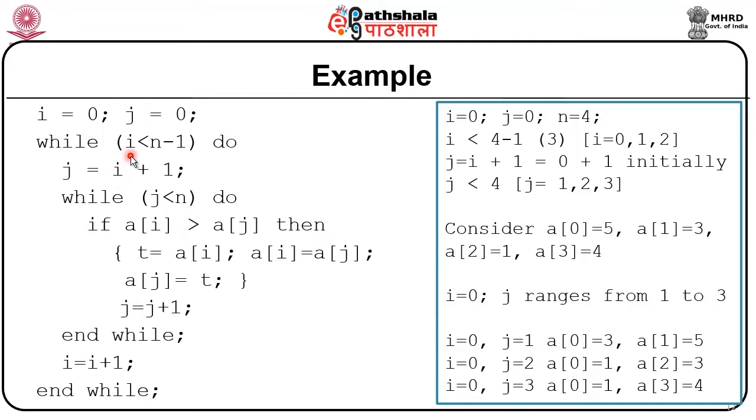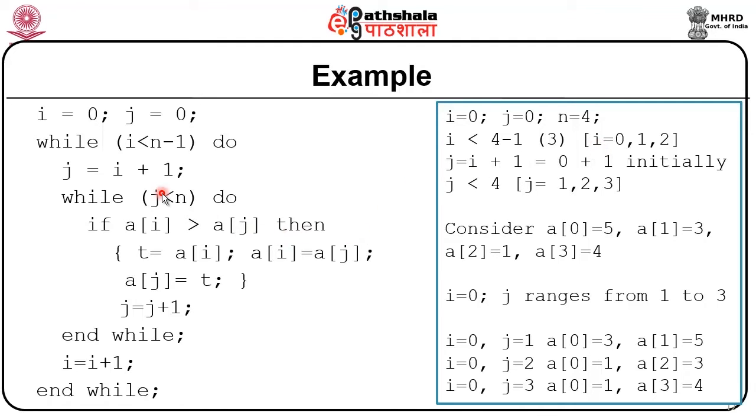Here in this program segment we have two while loops and one condition. I have initialized the value of i and j to be 0. The outer while loop ranges from 0 to n minus 1, which means it ranges from 0 to 2. To state it in other words, the value set of the i loop is i will take the values 0, 1 and 2.